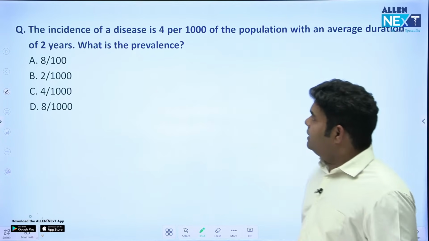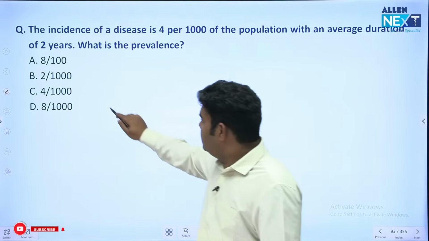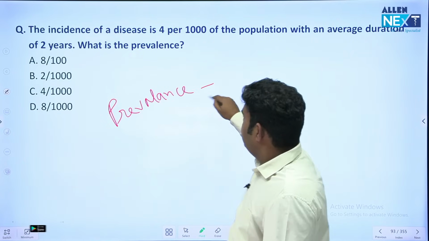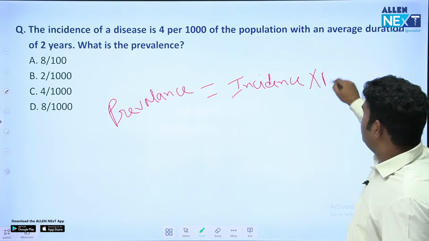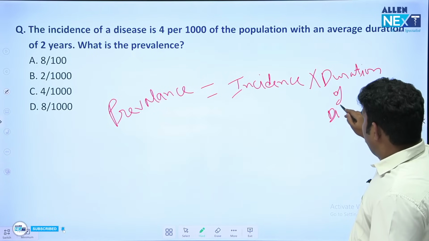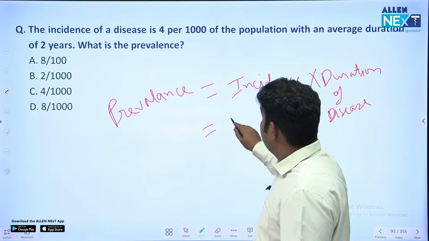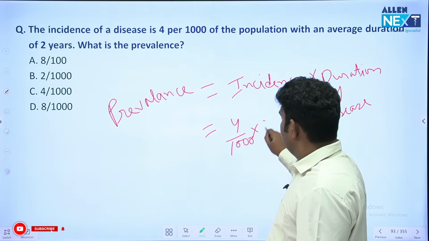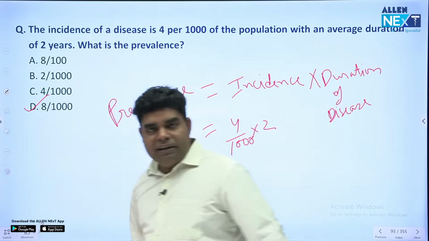Next question. Incidence of disease is 4. Average duration is 2 years. What is the prevalence? Look, you do not need a pen for all these numericals, because they can come in the exam. There is a formula for prevalence: prevalence is incidence into duration of disease. And in this question incidence is given as 4 per 1000, duration is 2 years. So 4 per 1000 into 2, the answer will be 8 per 1000.